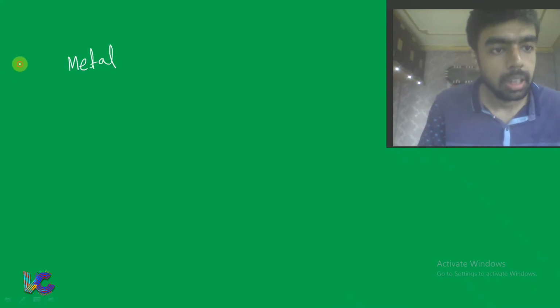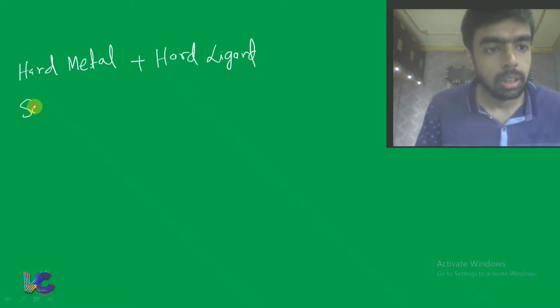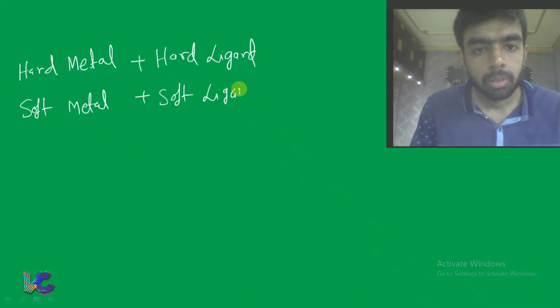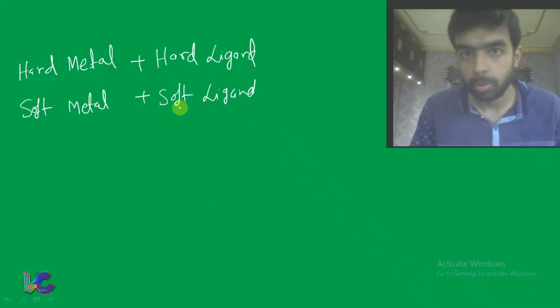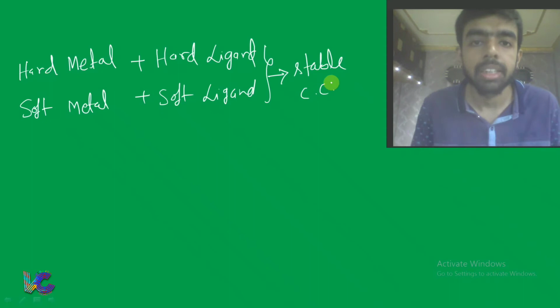So the HSAB principle is telling us that if we are talking about a hard metal combined with a hard ligand, or a soft metal and a soft ligand, that means a hard-hard combination and a soft-soft combination, this will lead to a stable coordination compound.